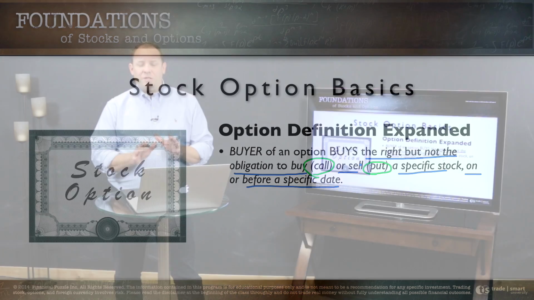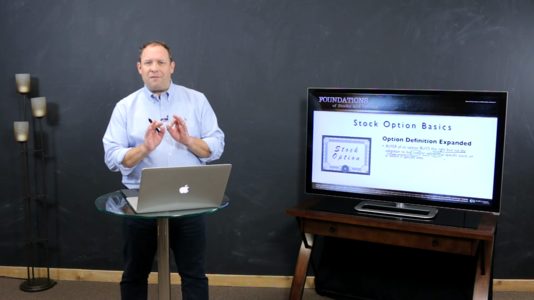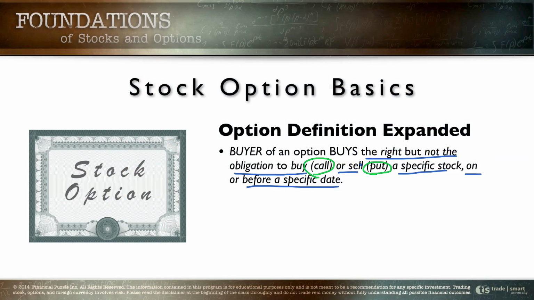Now the area that I just underlined in blue, this is the definition of the option. Let's look at the first half of this, which I'm going to underline in red to distinguish it. The buyer of the option buys. What is the buyer of the option buying? They're buying the option, obviously, and the definition of that option is the right but not the obligation to buy or sell a specific stock on or before a specific date.